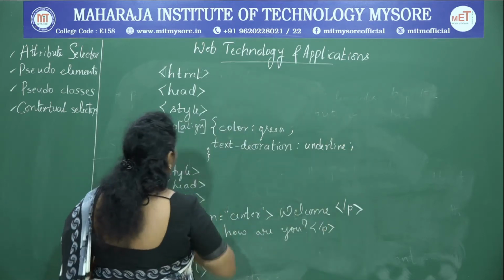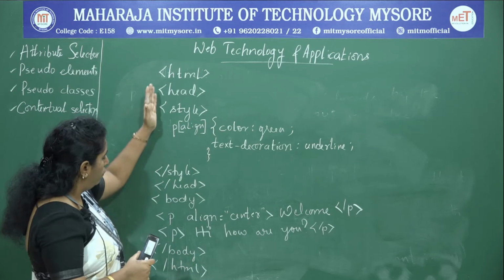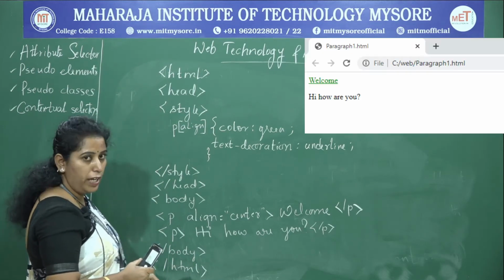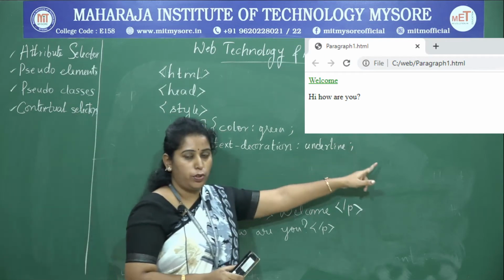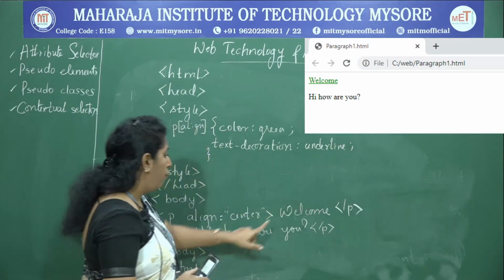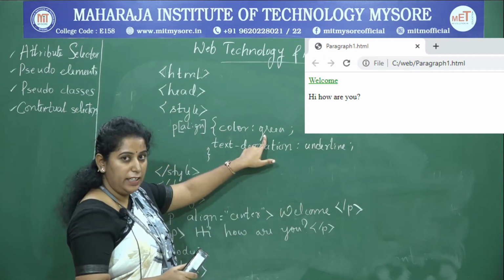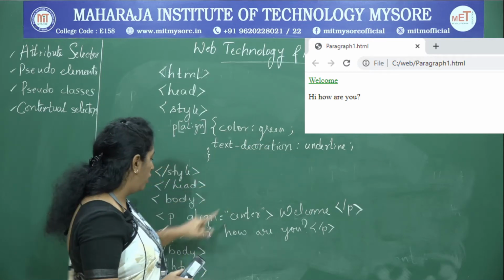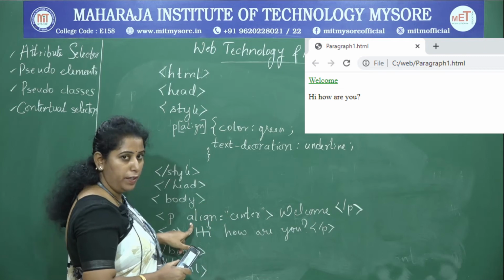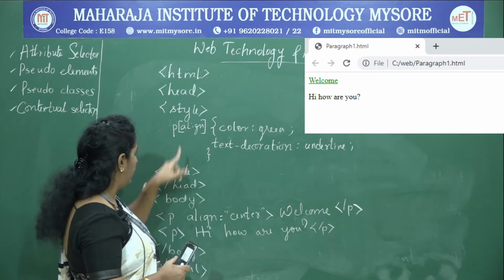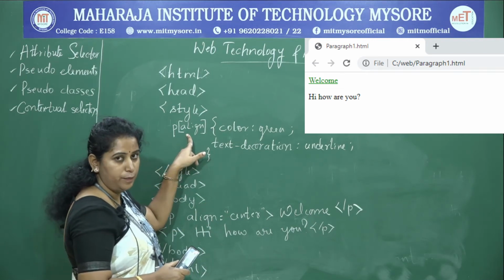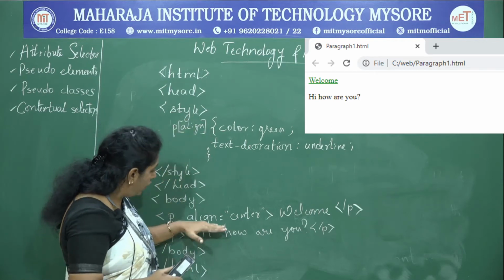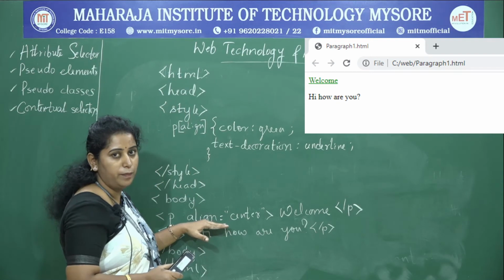Finally, close this. So now, once you run this program, you can look into the output. What happened? Welcome is printed in green color and it is underlined. Why? Because align is the property which I have given here. It is matching for this selector. Otherwise, you can say this selector is working on this particular statement.